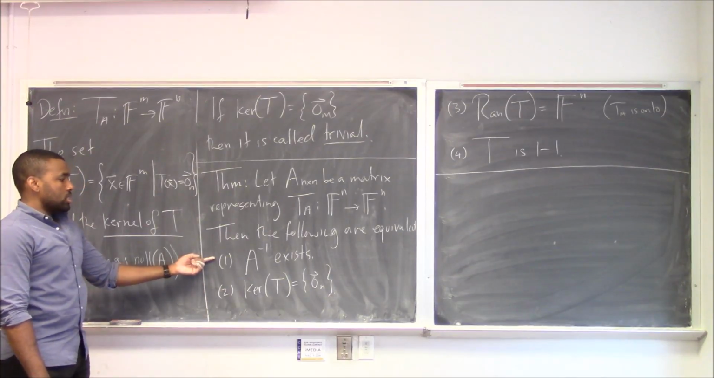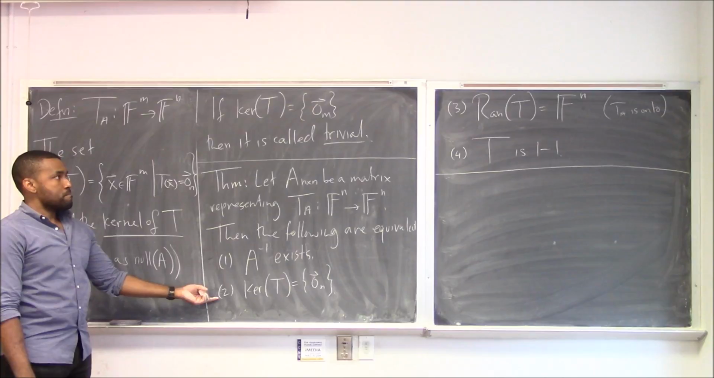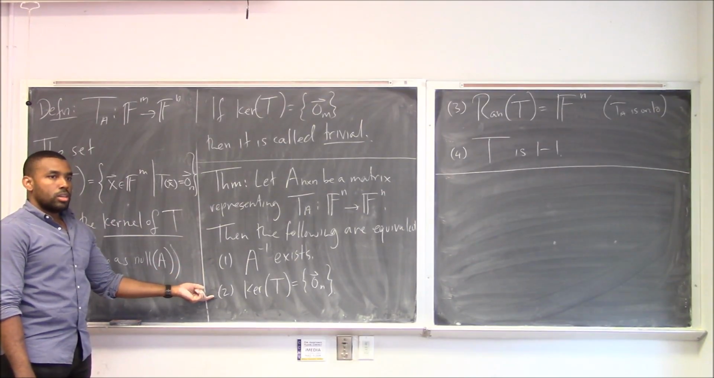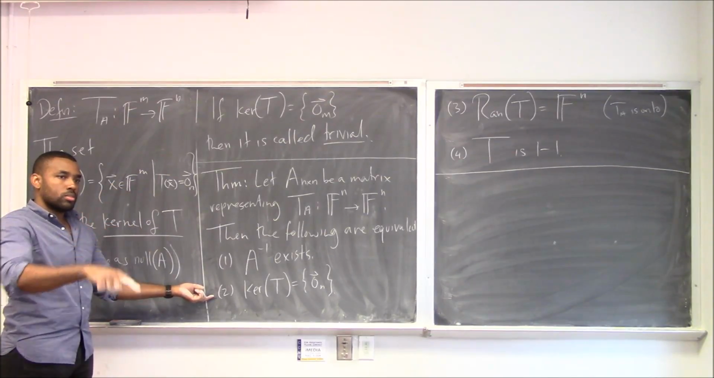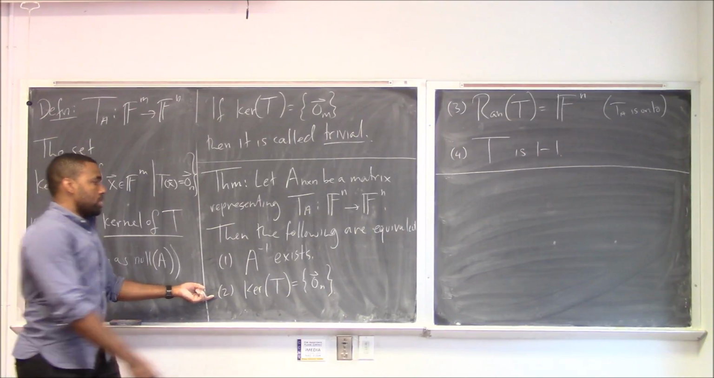So knowing A inverse exists, how do I know that the kernel is trivial? Because the reduced row echelon form is the identity. Therefore, if I augment that with a 0 vector, I would have each pivot equals 0. And so it will only be this.